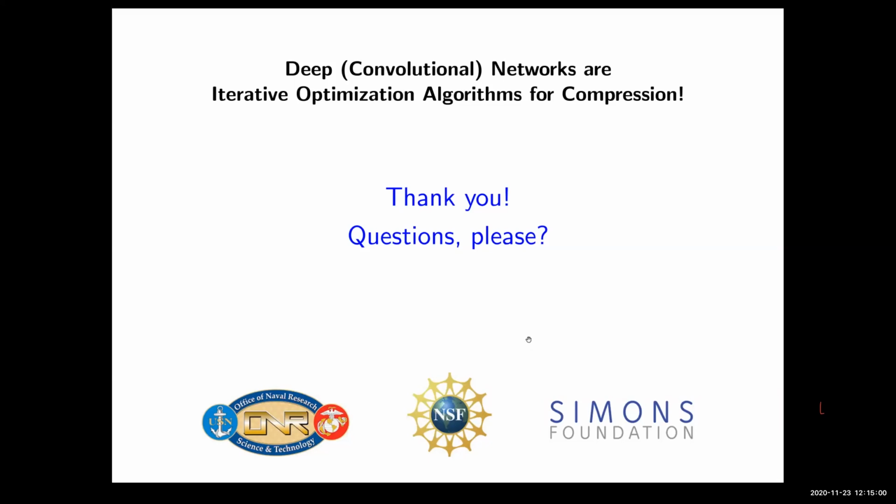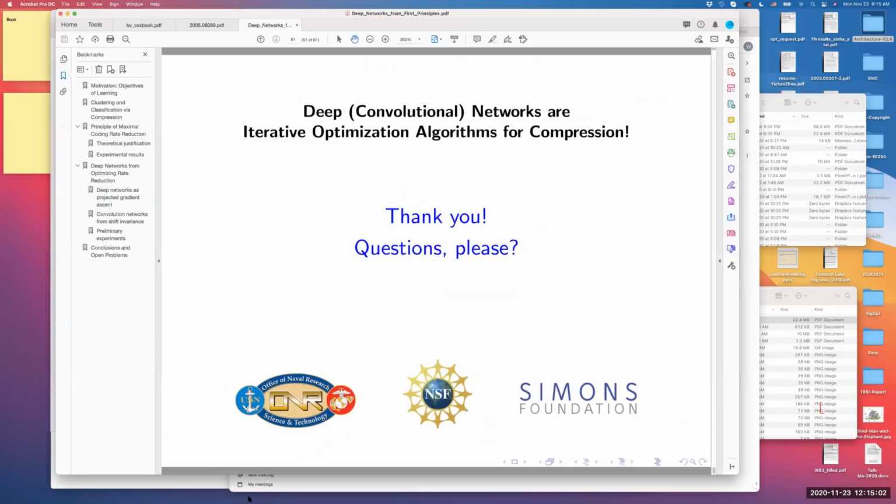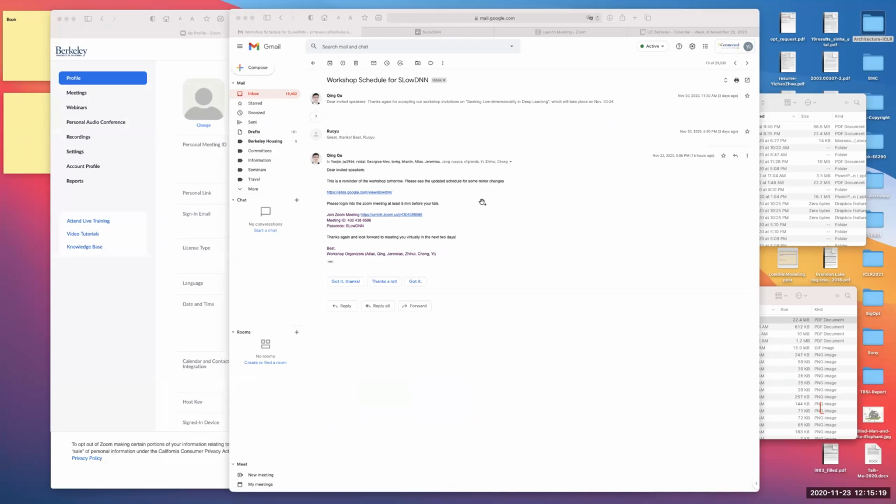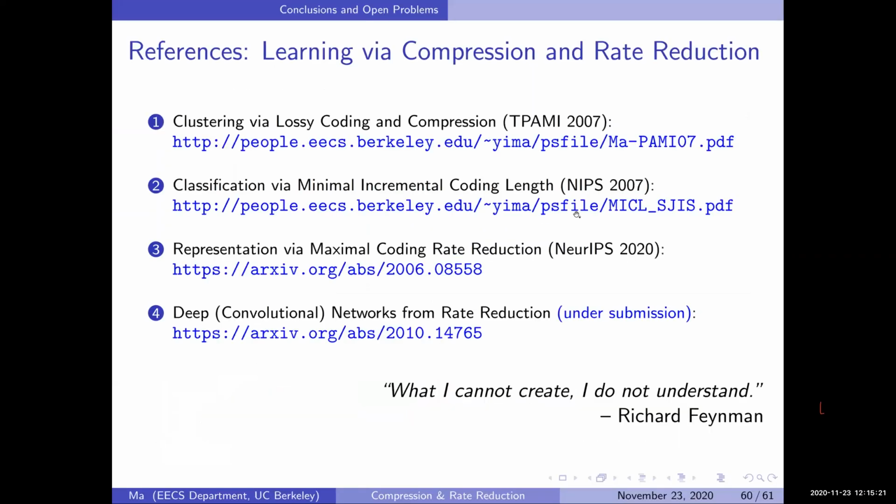Hi, Professor Ma. Thanks for your amazing presentation. I think my question is one of the opening questions in your slides. What if we only have a partially labeled training set, or we don't have labels at all? How can we estimate the big pi in the rate reduction criterion?